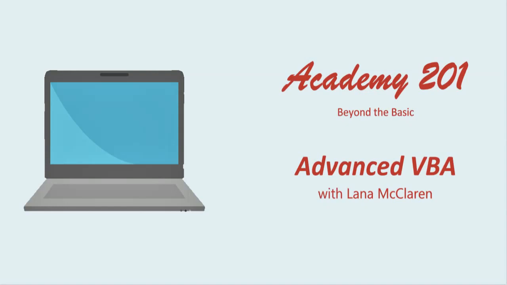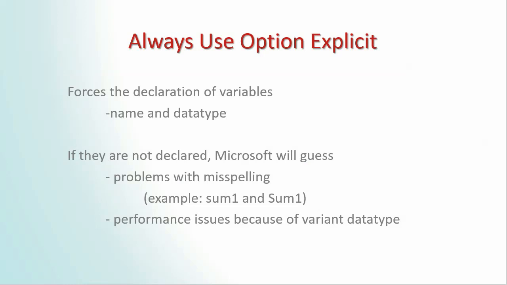In this video tip, we're going to talk about Option Explicit. You should always use Option Explicit in all of your modules. The reason is it forces you to declare your variable names and the data types. If you don't use Option Explicit, Microsoft will guess. It guesses the variable name and what the data type is.